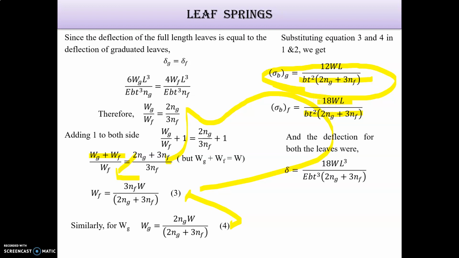And the deflection for both the leaves will be the same, that is 18 W L cube divided by E b t cube, 2 times Ng plus 3 times Nf, because we have considered them as the same thing. So this is how these three formulas are important for designing the leaf spring.